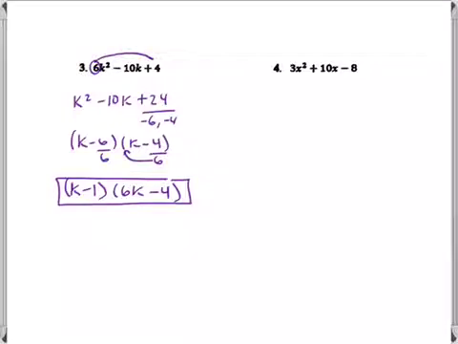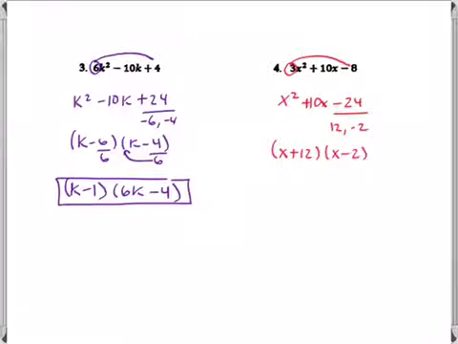We'll do the same thing in 4. We're going to take the leading coefficient and slide it back through multiplication. x squared plus 10x minus 24. We have a negative 24 and a positive 10, so that's going to be 12 and negative 2. So we separate this. We get x plus 12, x minus 2.